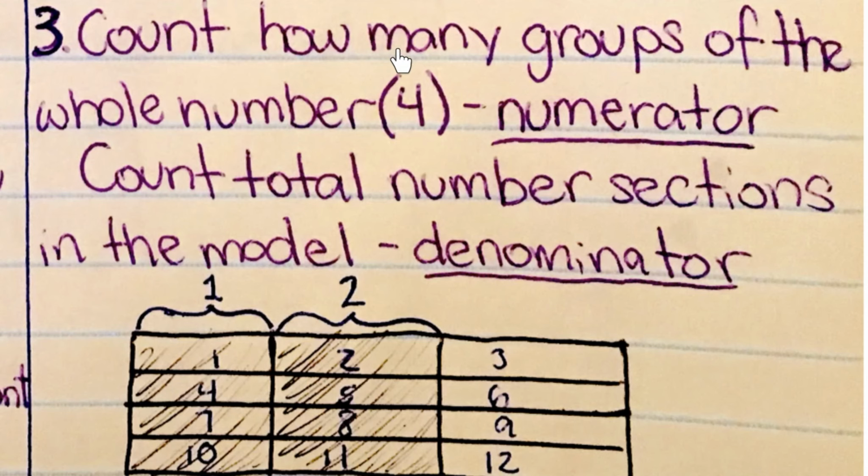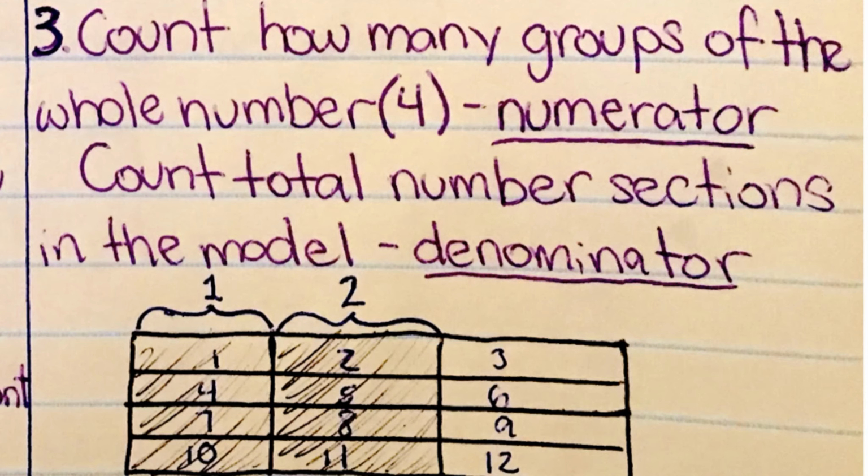Okay. And then the third step in the area model, or the area division strategy, is we're going to count how many groups of the whole number. And remember, for this example, our whole number was 4. Count up how many groups of 4, and that's going to be our numerator. And then we're going to count the total number of sections in the model.